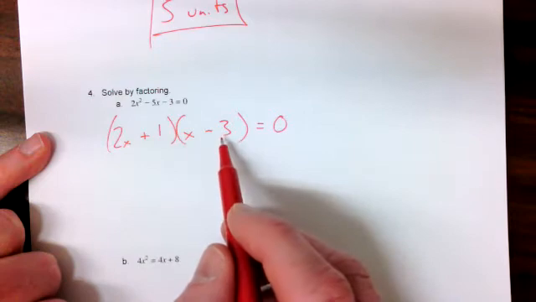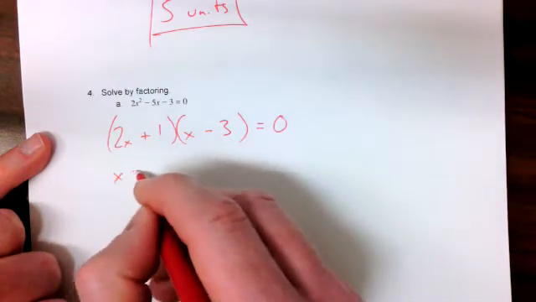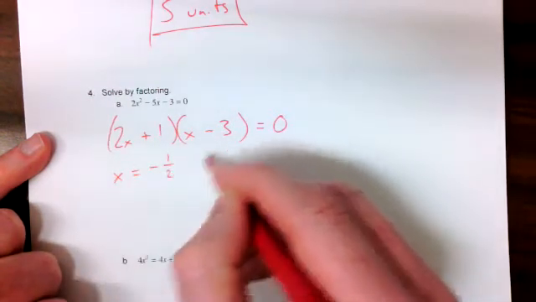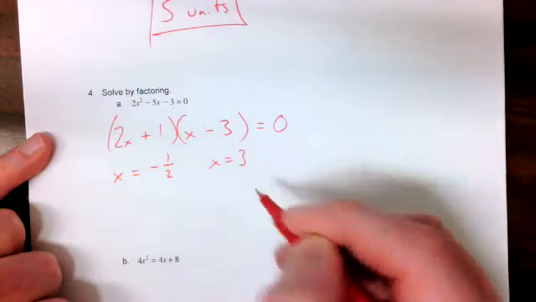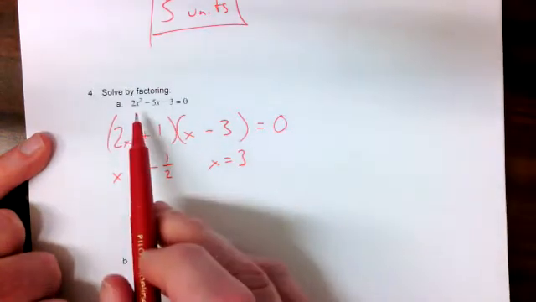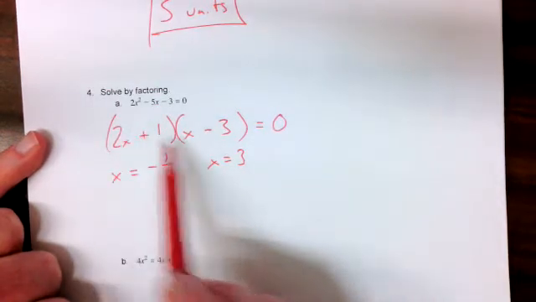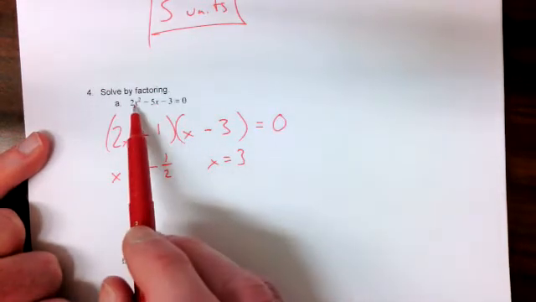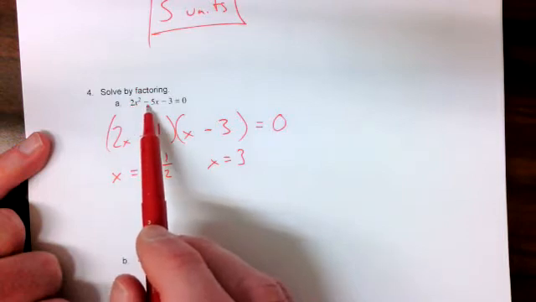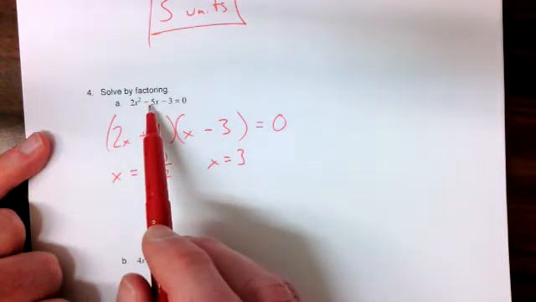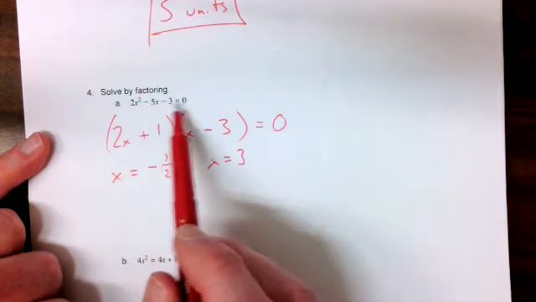So this works. So this means that x in this case here equals negative 1 over 2. X over here equals 3. You can always test if they work as well, right? So I'll do 3 first. 3 squared is 9. 2 times 9 is 18. 18 minus 15 is 3. 3 minus 3 is 0.